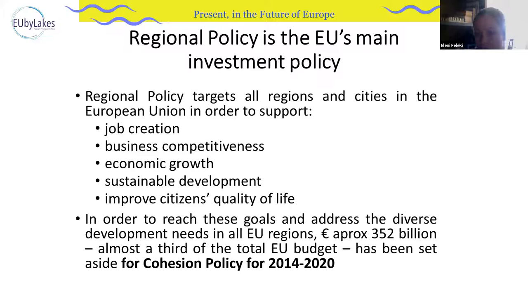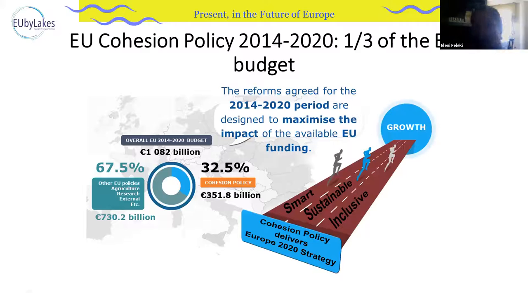Moving on to the next slide, we can see in a schematic way that cohesion policy delivers the Europe 2020 strategy. So as I said before, we have the strategy and we have the policy, the policy in order to obtain growth through smart solutions, sustainable solutions, and inclusive solutions.